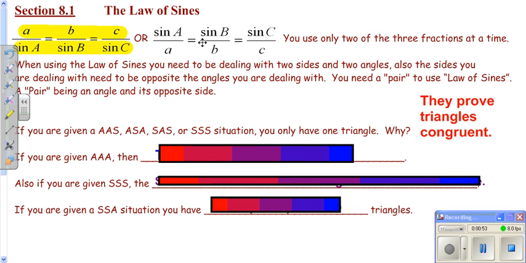Now you want to use law of sines when you know an opposite pair, meaning when you know an angle and the side opposite. If you know an angle and its opposite side, that's an opposite pair and you can use law of sines.